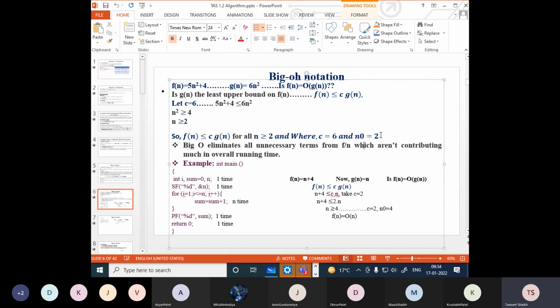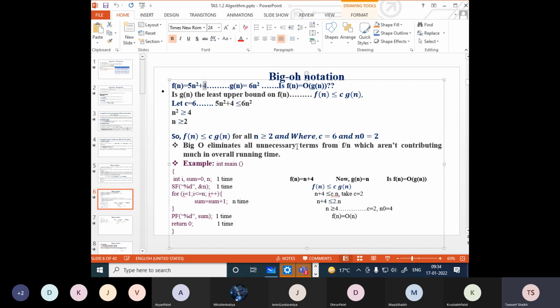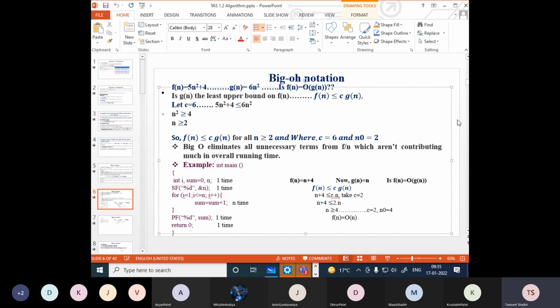So whenever you put this, it becomes an upper limit. This becomes the upper limit as a big O notation for this function. So you can say that the big O will eliminate all those terms. In 5n square plus 4, the 4 will be eliminated here and the function will be dependent only on n square. Okay, because this is what will take the most of the time, and that is what the asymptotic analysis gives. You just have a look at the example.